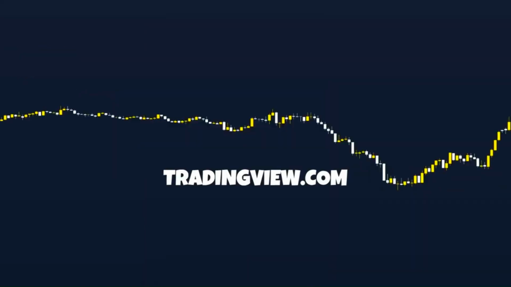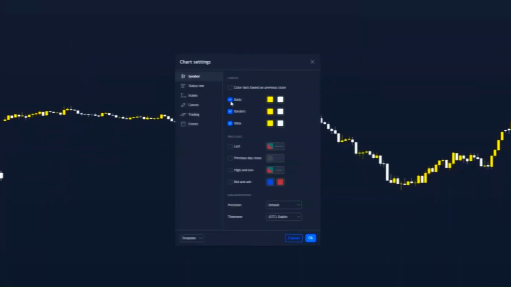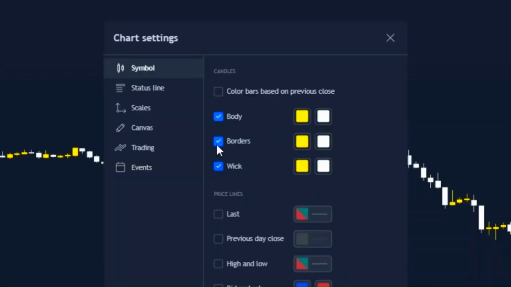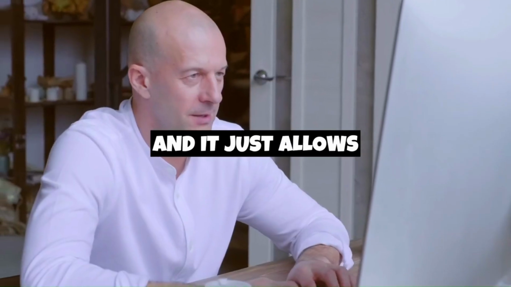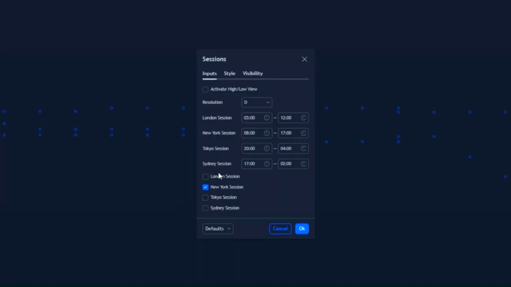Okay, so we are on TradingView.com. And the first thing we're going to do is right click and go down to settings. Once you're on the chart settings right here, we're going to remove body, borders and wick. For the first indicator we're going to add is Sessions on Chart, and it just allows us to visually see exactly when we need to be taking trades. Add this one to your chart and then all you have to do is untick London, untick Tokyo and untick Sydney.